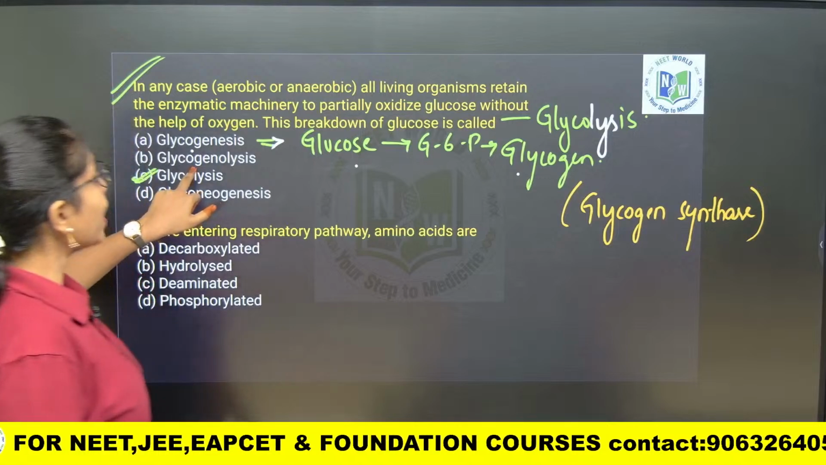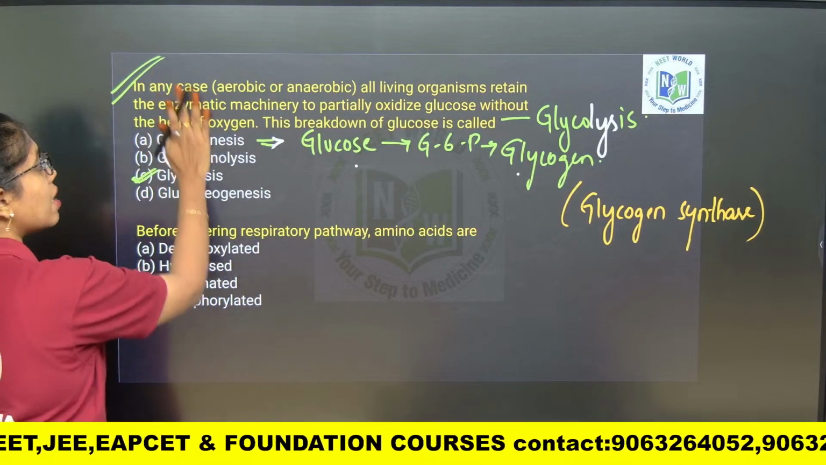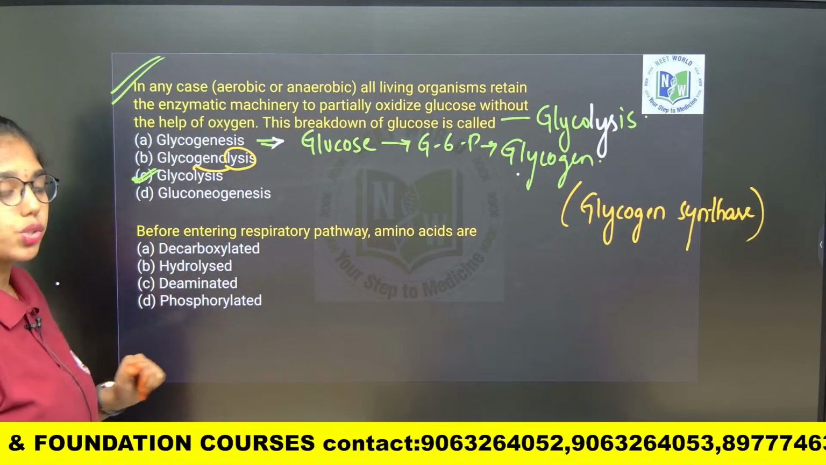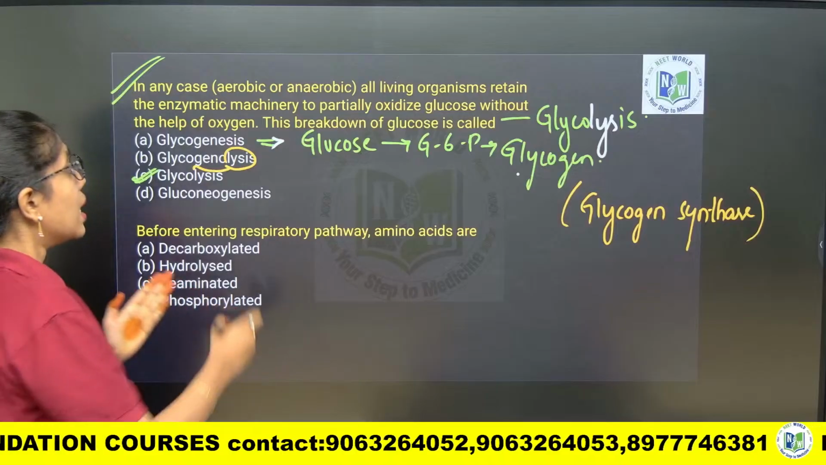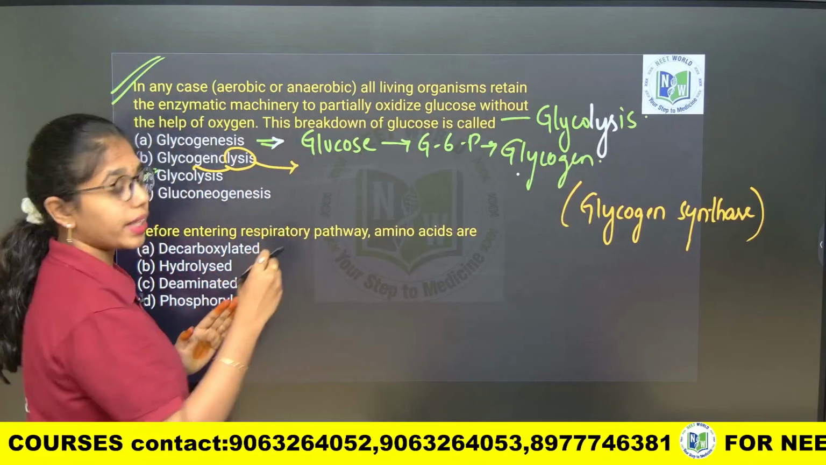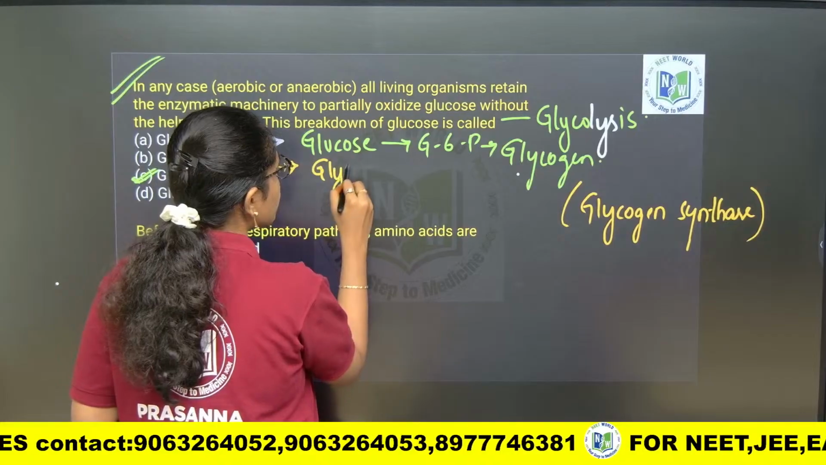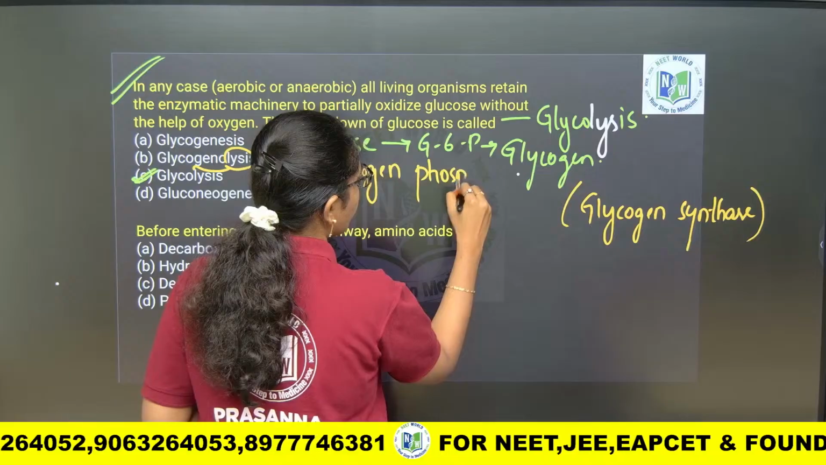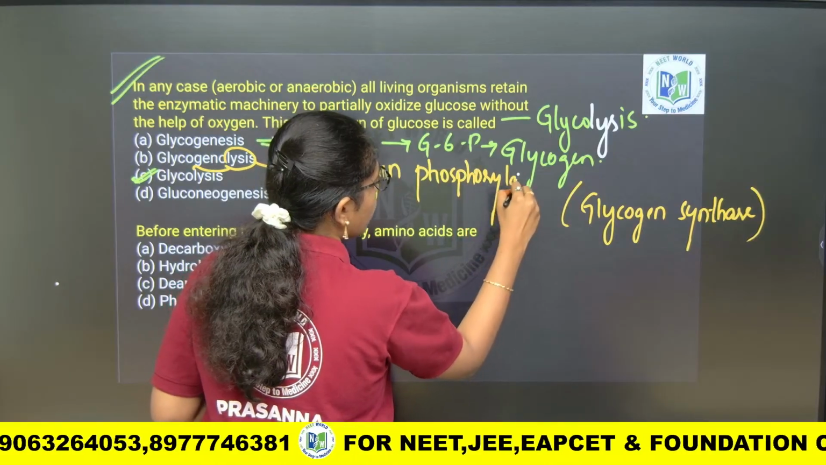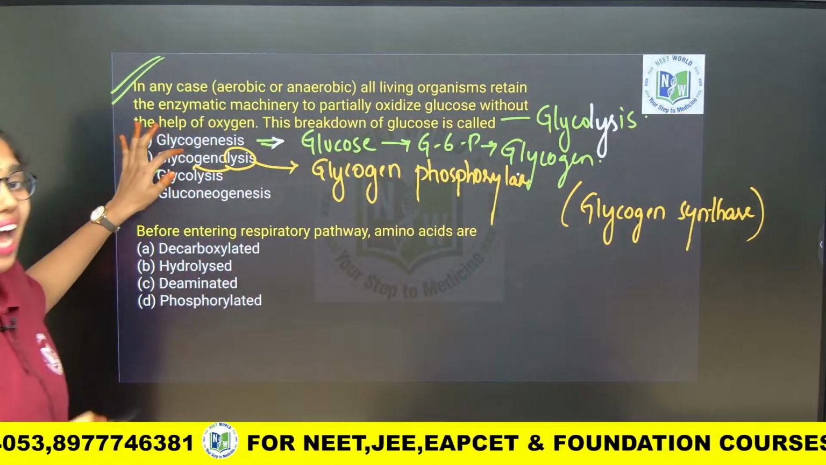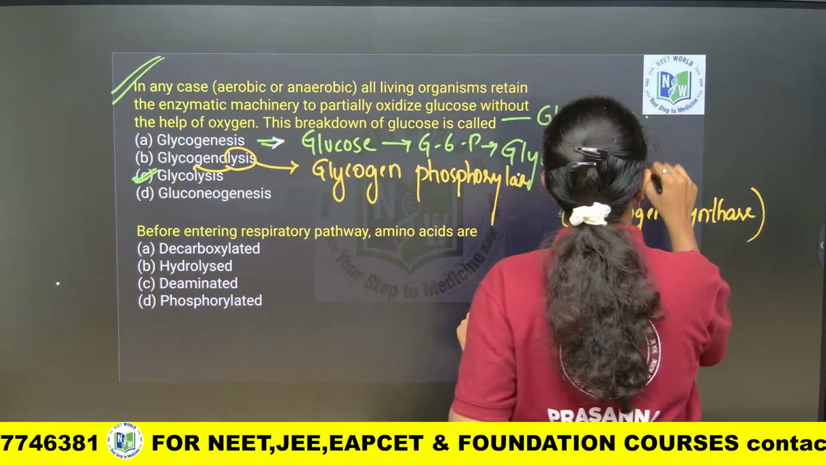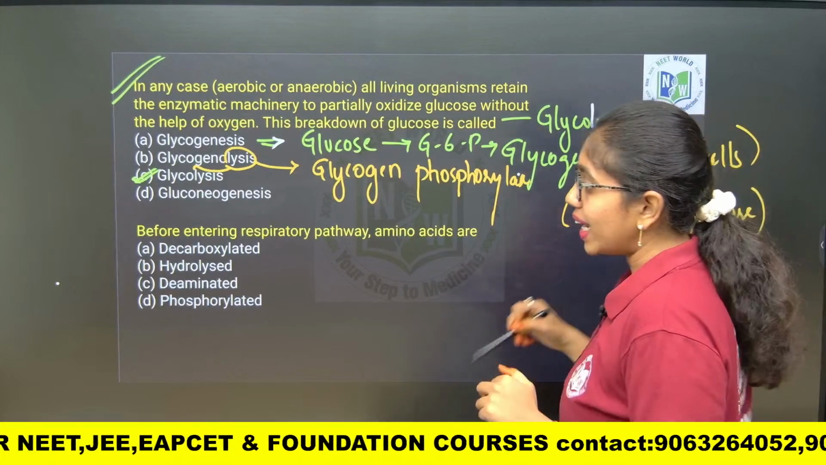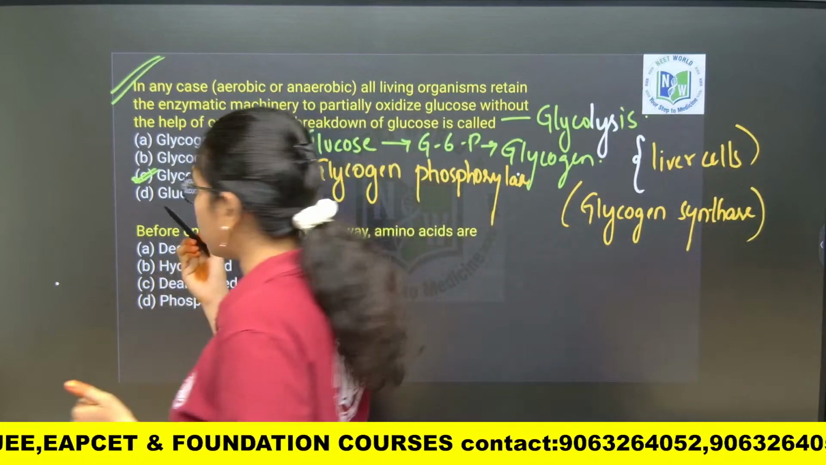Second is glycogenolysis. The name itself is indicating lysis of glycogen. Glycogenolysis is lysis of glycogen. This is mediated or catalyzed by the enzyme glycogen phosphorylase. Both of them will be more active in the liver cells. Both the processes, be it glycogenesis or glycogenolysis.